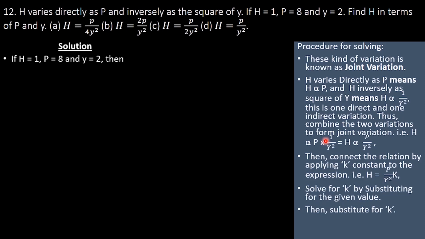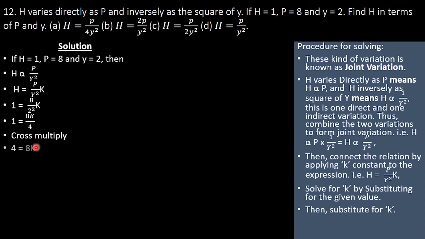If h is equal to 1, p is equal to 8, and y is equal to 2, then h is equal to pk divided by y squared. When we substitute the given values, we have 1 is equal to 8k divided by 2 squared. We now have 1 is equal to 8k divided by 4. Then we cross multiply to clear the fractions. We now have 4 times 1, which is 4, equal to 8k. When we divide both sides by 8, we have k equal to 1 over 2.